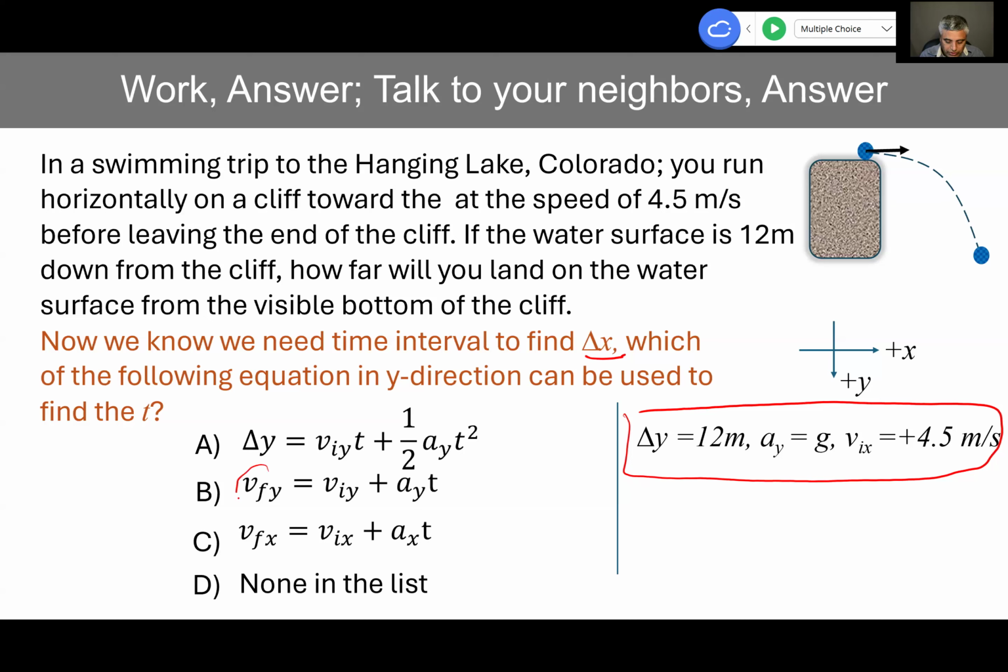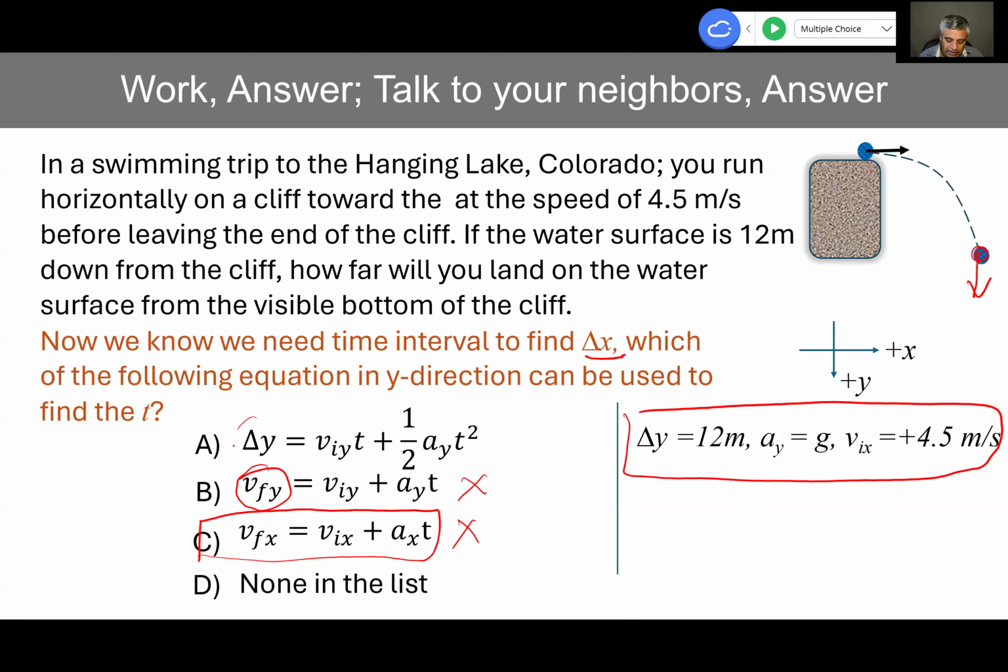We don't know the final velocity in the y direction, so we cannot use this equation. With what velocity it's going to arrive here, we don't know. And this one is the same equation in the x direction. To find time, we need to use the y direction, as we figured from the last slide. So this is not good.